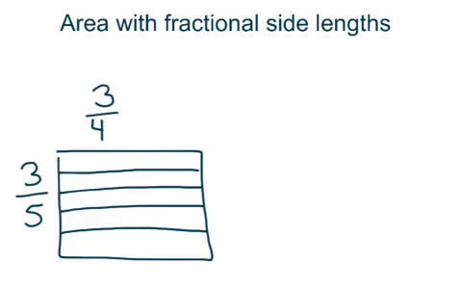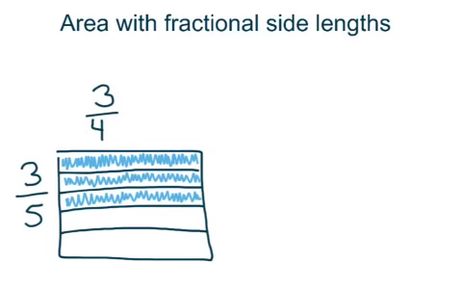Good. And now, of those 5 sections, how many do I need to shade in? Perfect. I need to shade in 3 because 3 out of 5 is this side length right here. This side length is 3 out of 5, and that's what we have shaded in. Now, looking at our other length, we have 3/4. So we're going to have to break this into 4 sections.